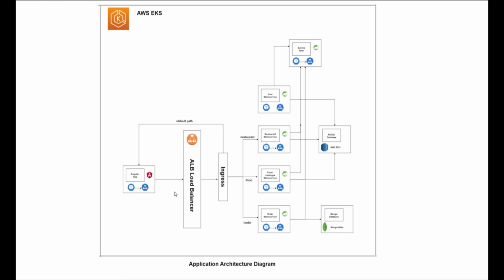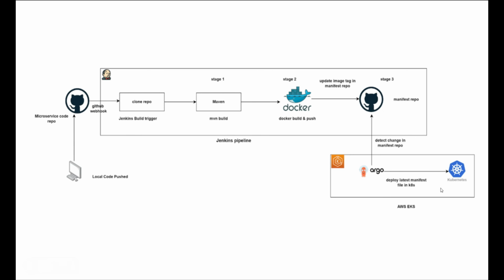CI/CD pipeline. Also, this is an architecture of the application that we have created where the front end is Angular and the back end is microservices. We have used ALB load balancers, Ingress for routing and load balancing. And we have used SQL and MongoDB for SQL and NoSQL DB management with Eureka Server and all those microservices counterparts.